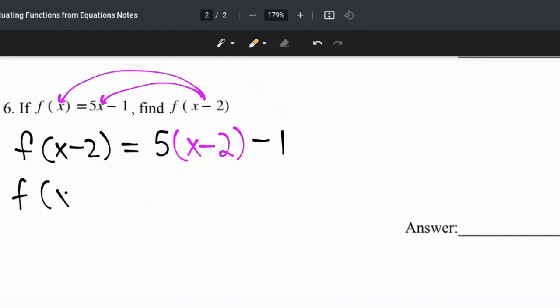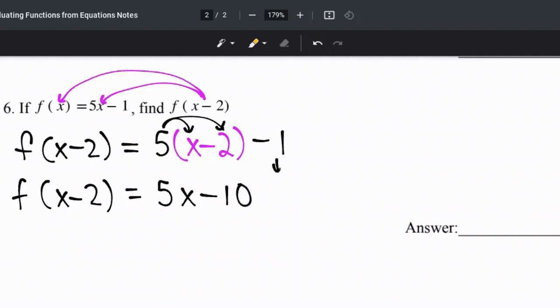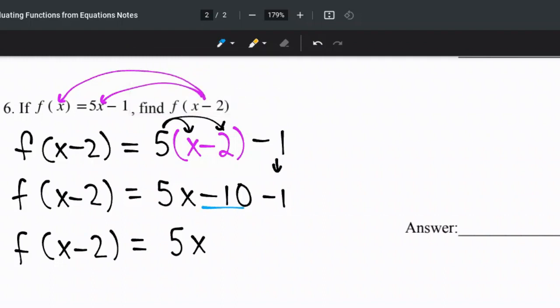You can carry down the f of x minus 2. We'll just keep carrying that down with the equal sign in front. But now we can distribute the 5 and multiply it by each of the terms inside of the parentheses. So 5 times x is 5x, 5 times negative 2 is negative 10, and then carry down this minus 1 on the end. f of x minus 2 equals 5x, and then we do have these like terms to combine. Negative 10 minus 1 more is negative 11. So our answer for this one comes out to be 5x minus 11.